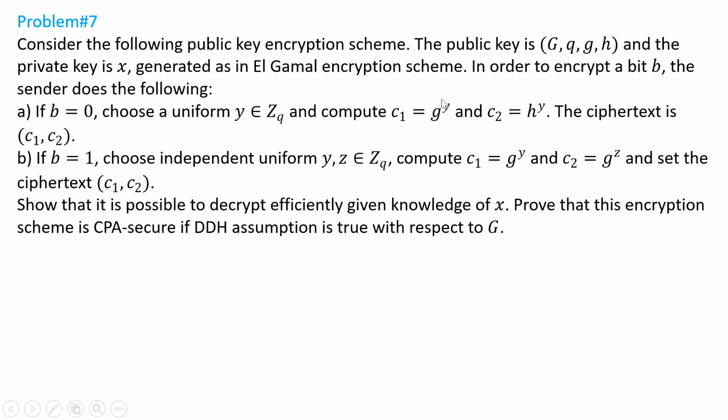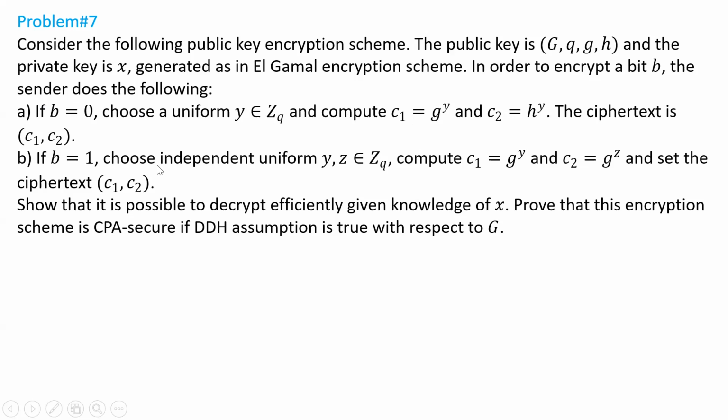X is the secret. So the decryptor has the secret key X, right? So with the knowledge of secret key X, it can compute C1 to the power X and check whether that is equal to C2 or not. If that is satisfied, then it concludes that the underlying plaintext bit is 0. And if it is not satisfied, that is, C1 to the power X is not equal to C2, then it says that the underlying plaintext bit is 1.